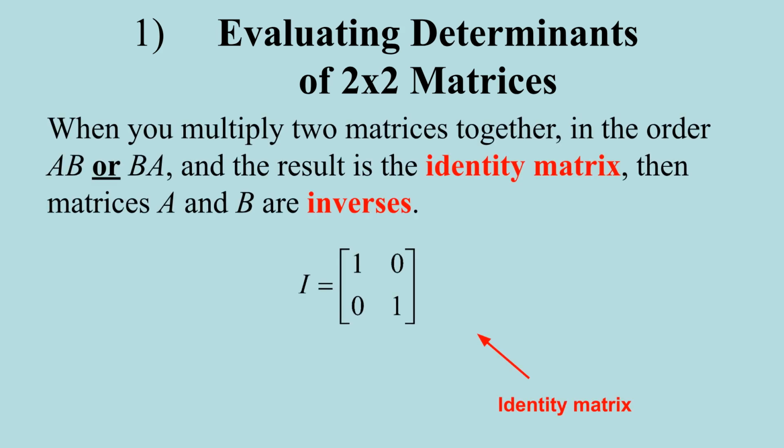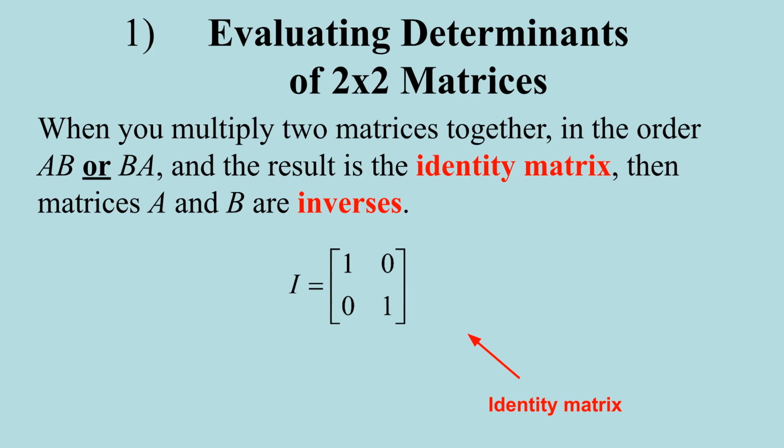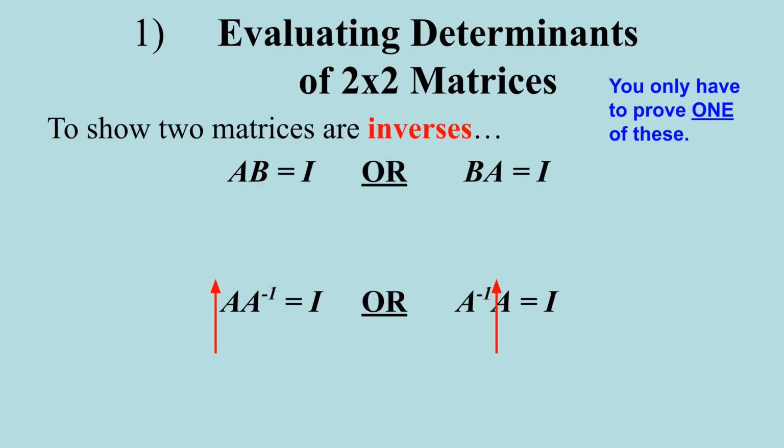When two matrices, A and B, multiply to yield the identity matrix I, they are considered inverses. The 2x2 identity matrix is shown here. To prove that two matrices are inverses, you only need to show that AB equals I, or BA equals I. Similarly, to show that A inverse is the inverse of A, you only need to show one of the two equations, AA inverse equals I, or A inverse A equals I.